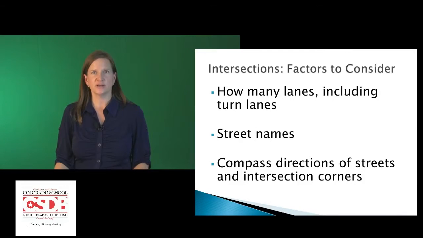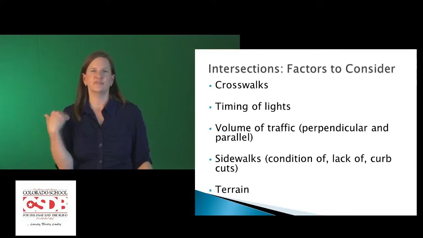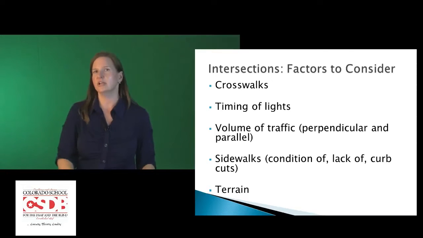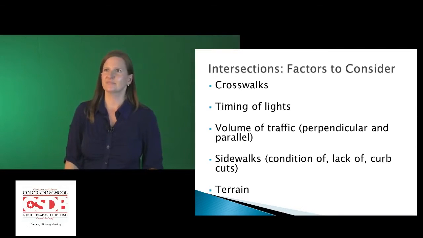Mention if there are crosswalks and how many there are and where they are. The timing of lights, if it's a lighted intersection. Often the timing can be different depending upon if you're crossing the perpendicular or parallel street. And the volume of traffic can also vary between perpendicular and parallel traffic. Perpendicular is crossing in front of the body, shoulder to shoulder. And parallel would be beside the body, parallel such as in train tracks.